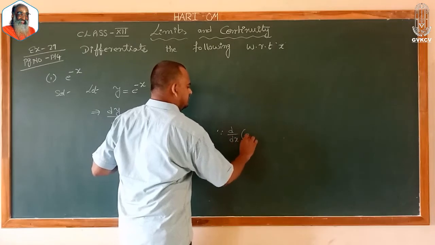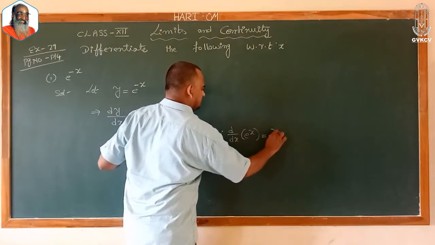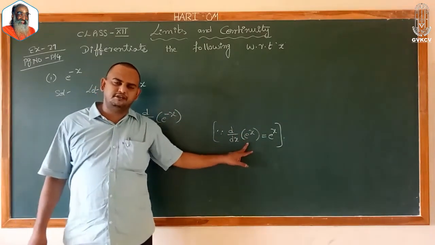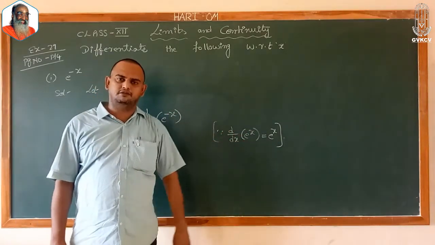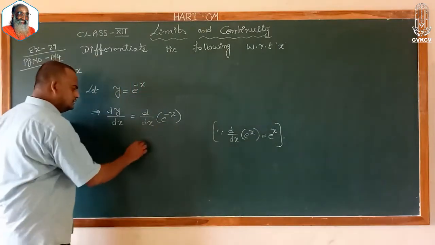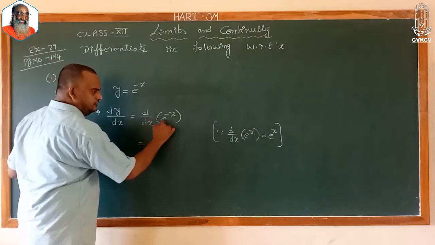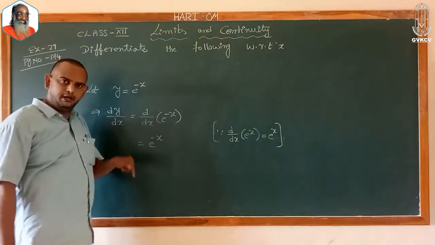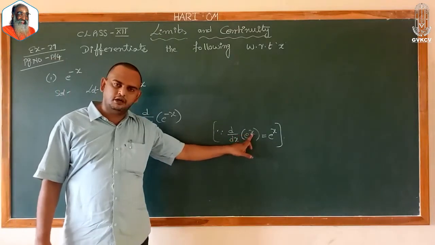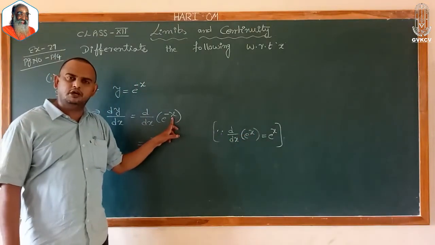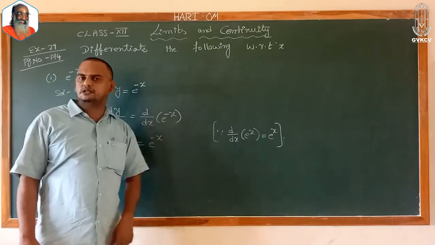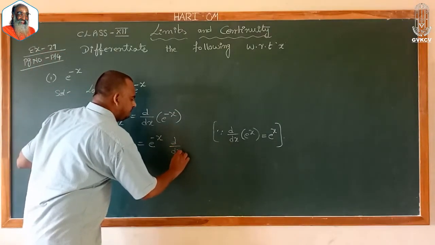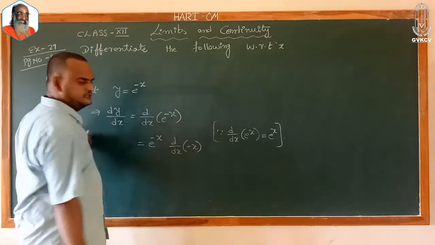As we know, d by dx of e power x is nothing but e power x only. So exponential function differentiation is nothing but itself, e power x only. So here also, d by dx of e power minus x, we have e power minus x. But here what is the variable we have? Minus x. So minus x we should differentiate once again. So that implies d by dx of minus x.